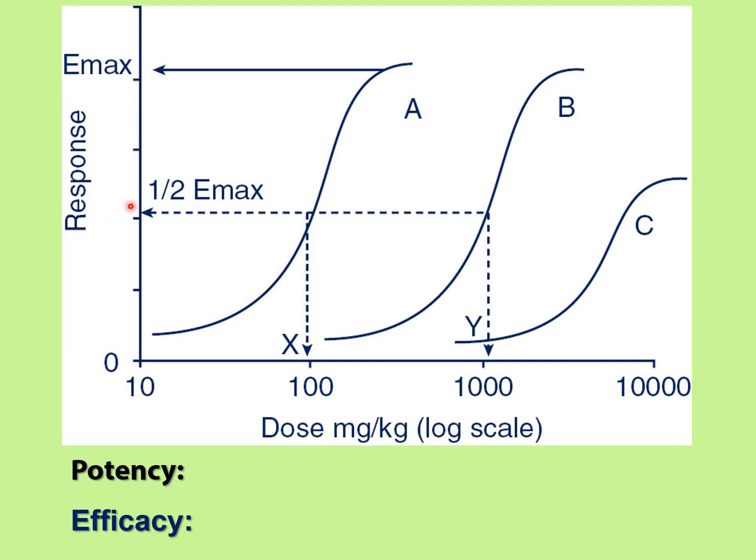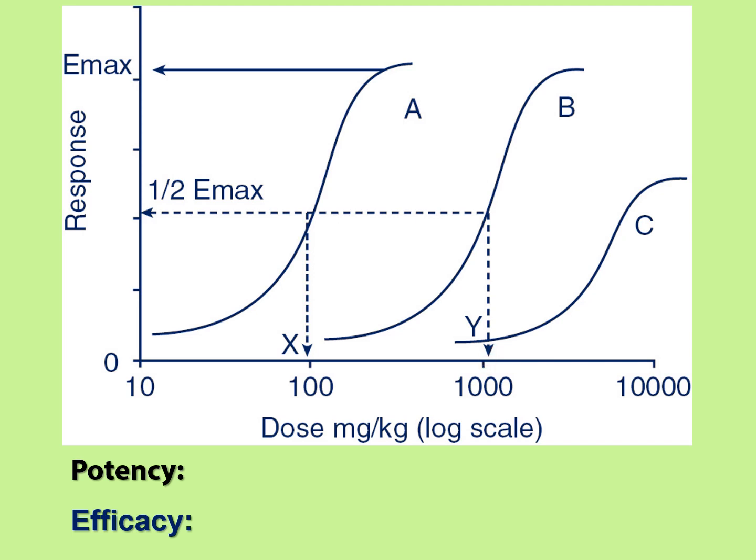So here's 50%, draw a horizontal line across your graph, or you can visually imagine it. And then draw or imagine a vertical line down from wherever these curves intersect that EC50 line. So the EC50 for A would be somewhere around 100 milligrams per kilogram. The EC50 for B would be somewhere around 1,000 milligrams per kilogram, a gram per kilogram.